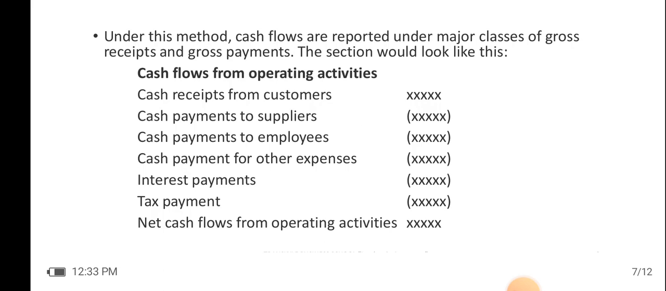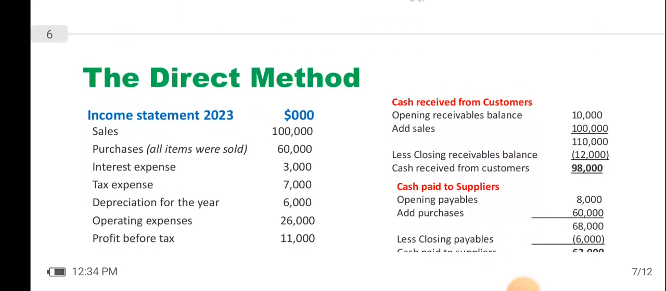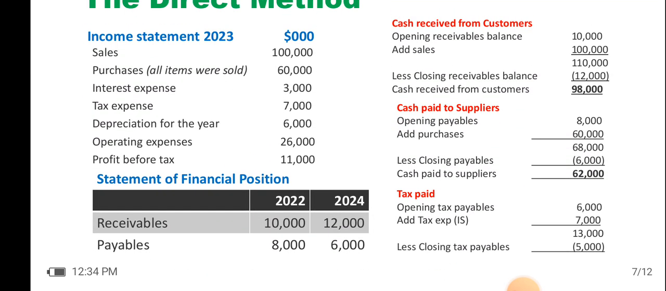Remember, the cash receipts from customers are inflows, so they are represented by a positive figure. However, all the payments are going to be in negative form, representing cash outflows. Okay, so using the figures there, we need to compute first the cash receipts, or cash received from customers. How do we do that?